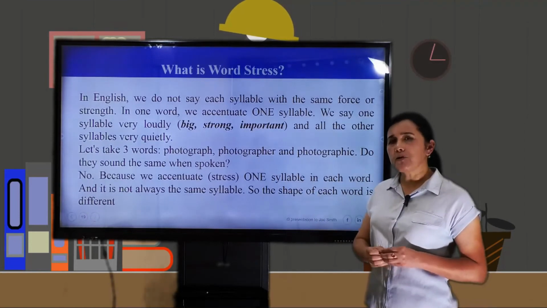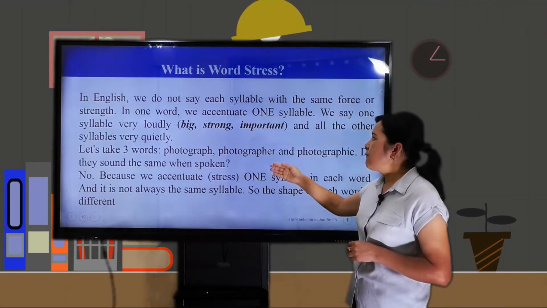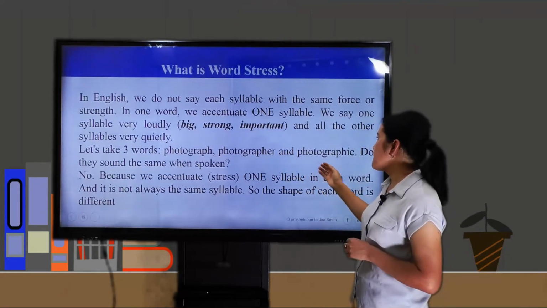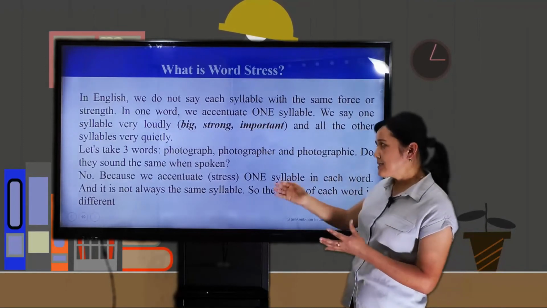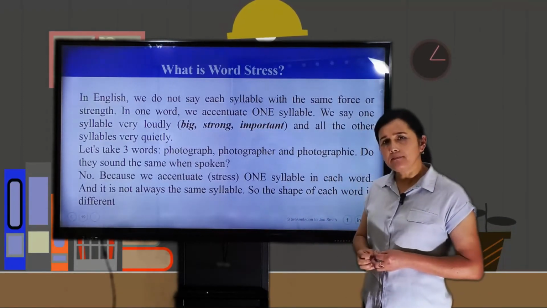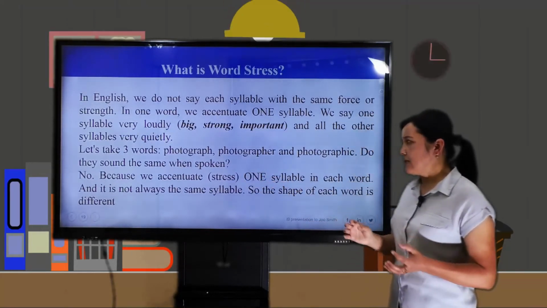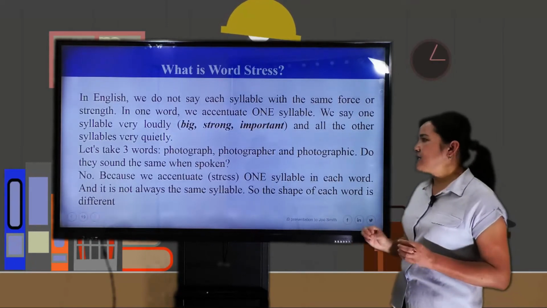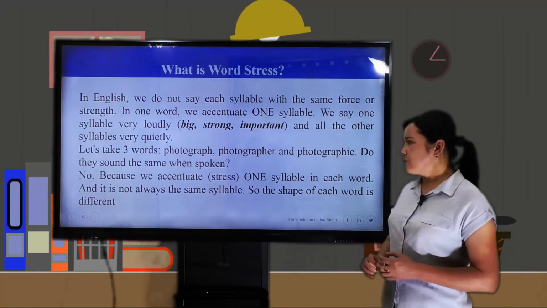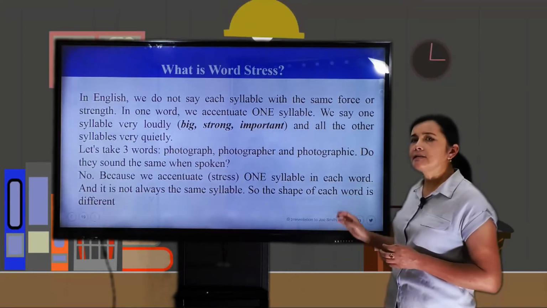And let's take three words. Photograph, photographer, and photographic. Do they sound the same when spoken? No. Because we accentuate one syllable in each word, and it is not always the same syllable, the shape of each word is different.